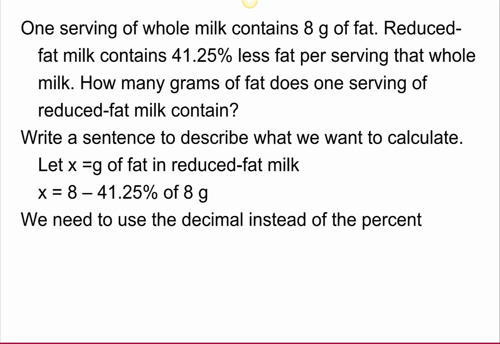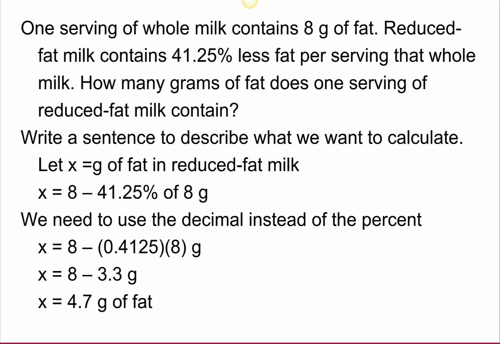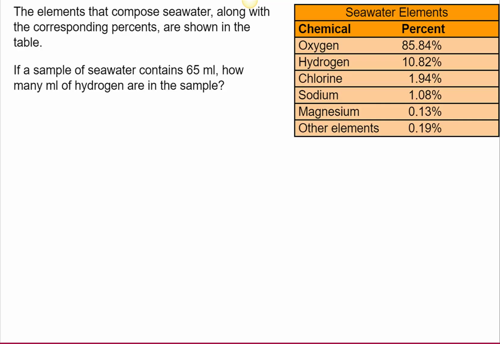So we need to use the decimal instead of the percent here. So we're going to convert that 41.25% to a decimal. Simplify, so 0.4125 times 8 is 3.3 grams. So there's 4.7 grams of fat in the reduced fat milk.